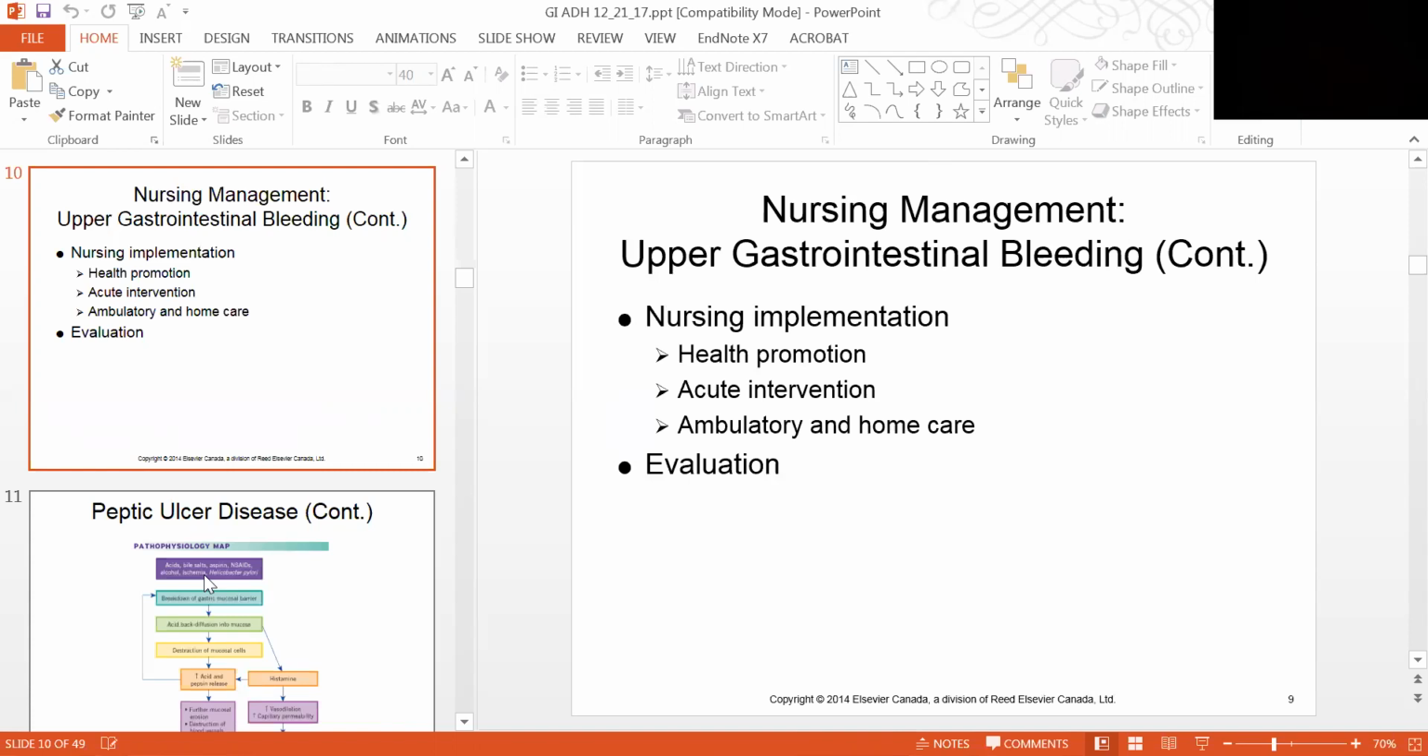sort of thing. They're going to get the patient to eliminate smoking, because that can cause irritation of the gastric mucosa, and also watching different food that might cause irritation, some of that spicy food, and not all of it, and caffeine is another culprit.